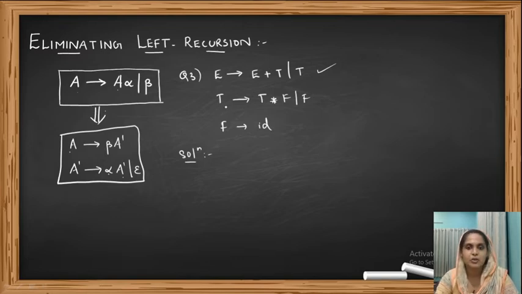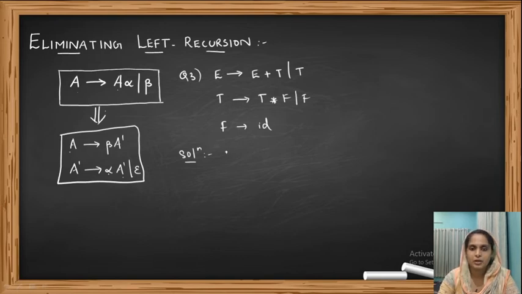Similarly, in the second production, the LHS is capital T and in the RHS, of these two terms, one term starts with capital T, right? So the second production is also left recursive. And finally, in the third production, the LHS is capital F, but the RHS doesn't contain any term which starts with capital F. So the third production is not left recursive. So we have to eliminate left recursion from the first two productions. Clear? So how do we convert the E and T productions?